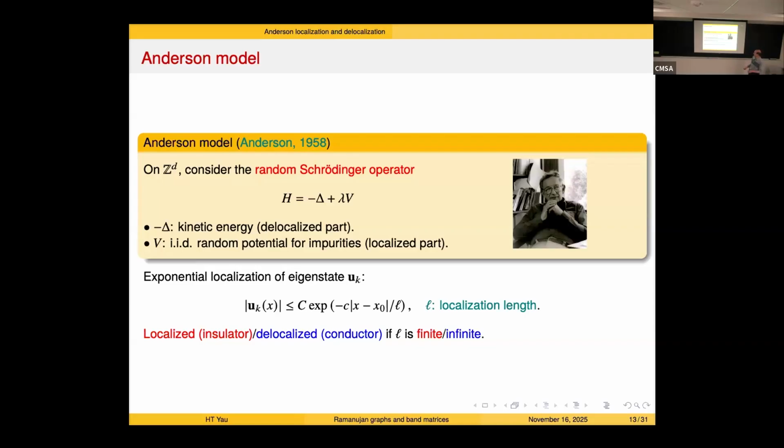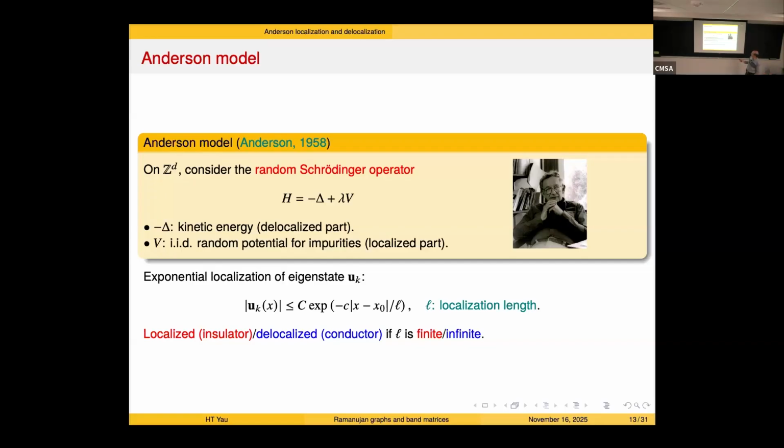So Anderson claimed that a semiconductor can be modeled by just a Laplace operator plus a random potential. It's remarkably simple. His observation is, if you put lambda equals 0, the eigenvectors of the Laplace operator are just sine and cosine. The sine and cosine are extended because they are everywhere.